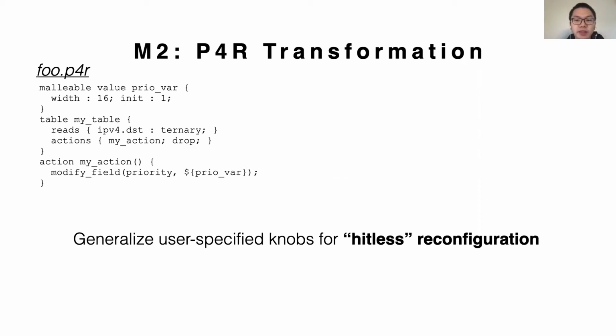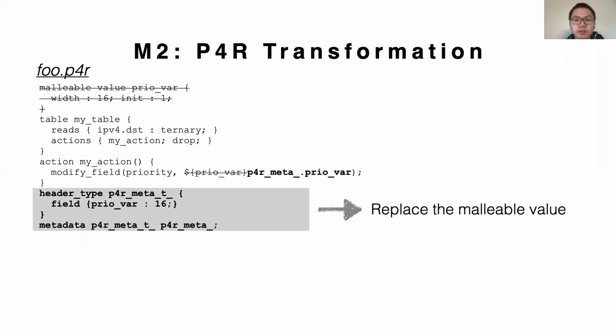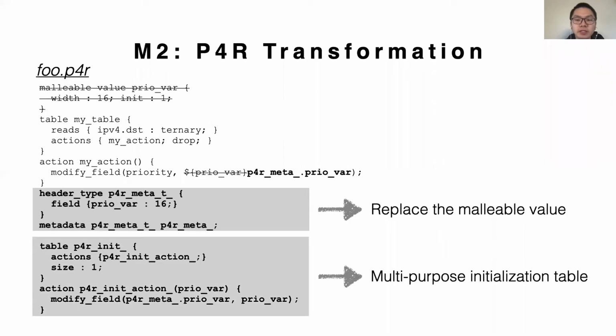Again, let's look at this concrete example from the previous code snippet. To accomplish this, first, Mantis replaces multiple value pre-var with a concrete P4 object called P4R meta. Then, it instantiates the P4R init table with actions to set its value. The P4R init table is applied at the beginning of each packet processing pipeline. Configuring this way means that by changing a single table entry, specifically of the P4R init table, Mantis can reconfigure all use of a multiple value in the entire pipeline.